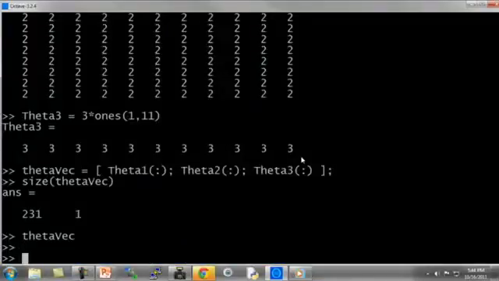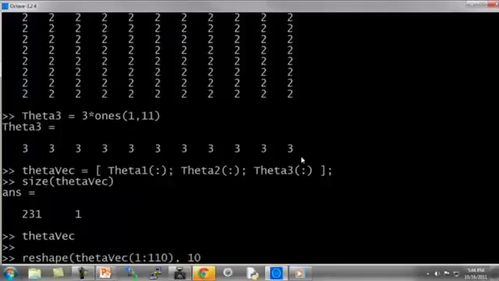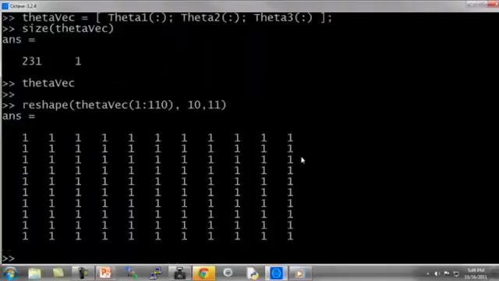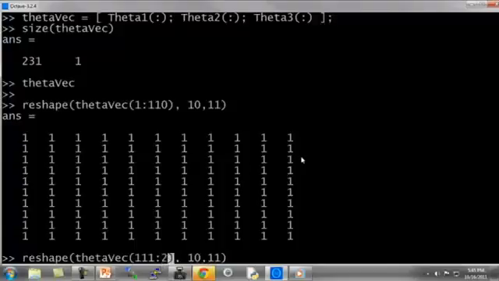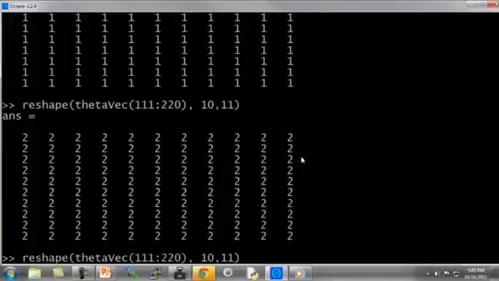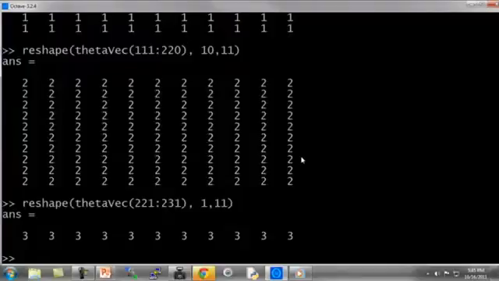And if I want to get back my original matrices, I can do reshape theta vec. Let's pull out the first 110 elements and reshape that into a 10 by 11 matrix. And this gives me back theta 1. And if I then pull out the next 110 elements, so that's indices 111 to 220, I get back all of my 2's. And if I go from 221 up to the last element, which is element 231, and reshape to 1 by 11, I get back theta 3.